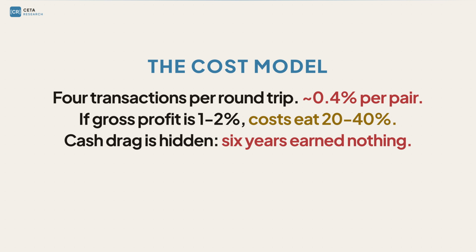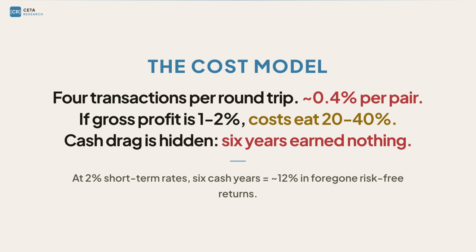Then there's the hidden cost, cash drag. When the strategy can't find qualifying pairs, capital sits idle earning nothing. Over 20 years, 6 years produced 0 return. At average short-term rates of about 2%, that's roughly 12% in foregone risk-free returns that never shows up in the headline numbers. The backtest runs annual reconstitution across 20 years.